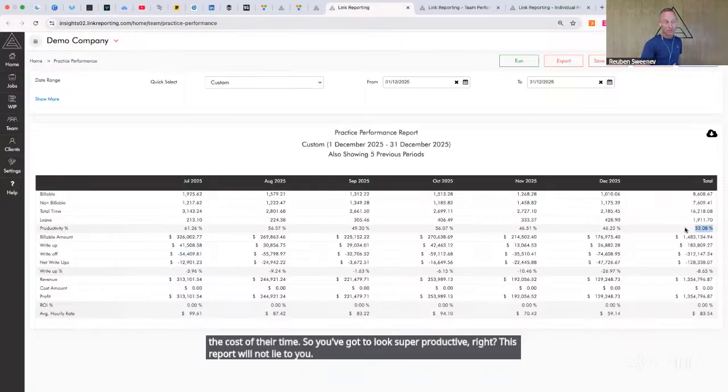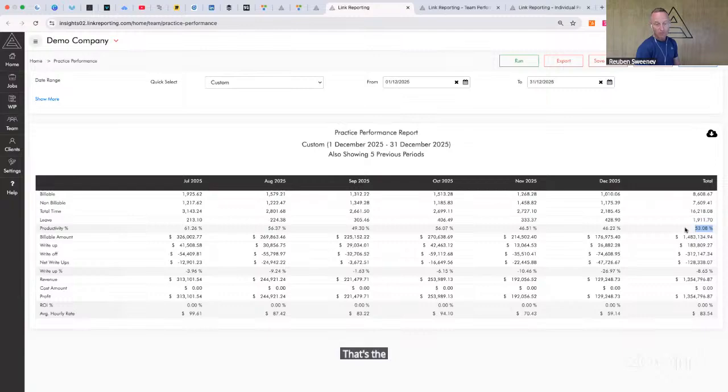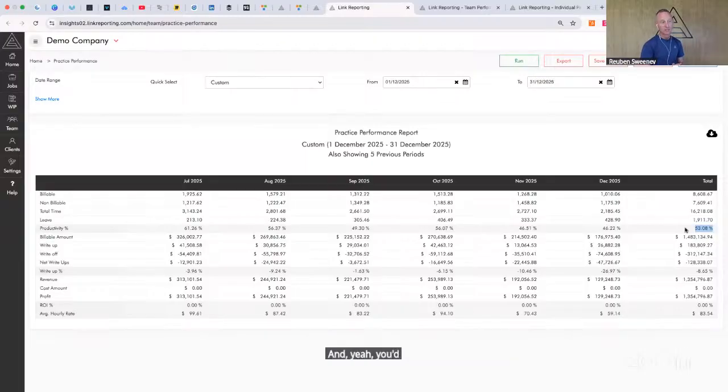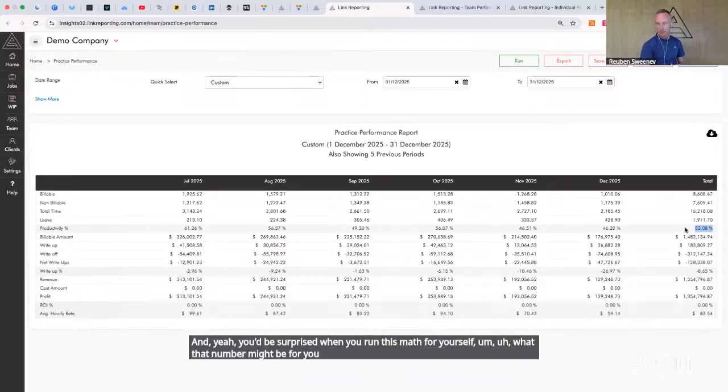For this practice, we would say close, but not quite. 53%, still a lot of room for improvement. That's the magic number we're looking for, the Rule of 55. It's saying that of all the human effort, excluding leave, for the year to date for this business, 53% has been spent on clients. You'd be surprised when you run this maths for yourself what that number might be. It's probably not as high as you would expect.